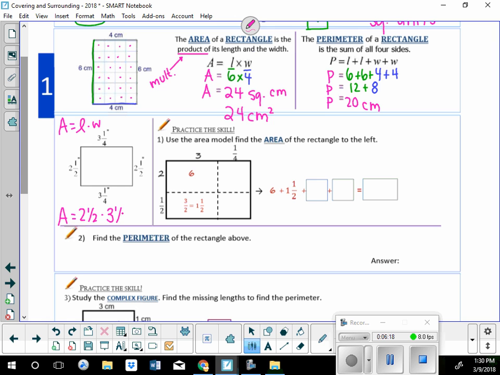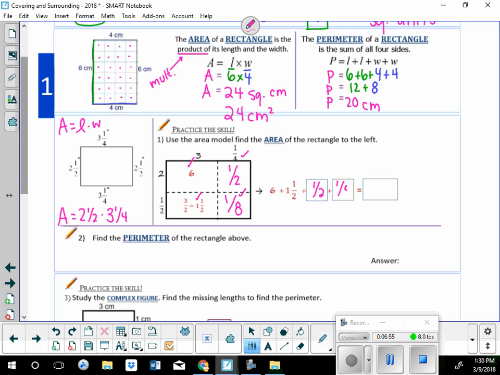Okay, we can use this fancy area model that we worked so hard on. Part of it is done for us. 2 times 3 is 6. 1/2 times 3 is 1.5. 2 times 1/4, or 2 groups of 1/4, is 1/2. 1/2 times 1/4 is 1/8. Okay, now just like we were talking about before, we're going to add all those together. 6 plus 1.5 plus 1/2 plus 1/8.